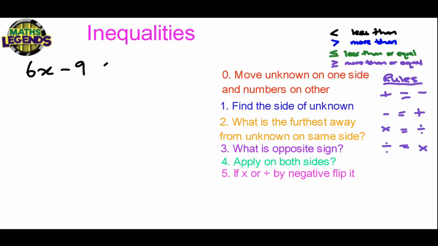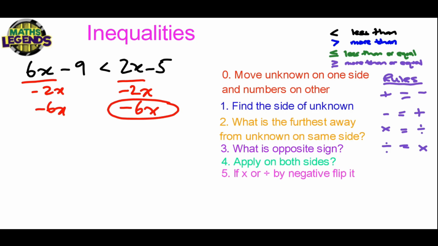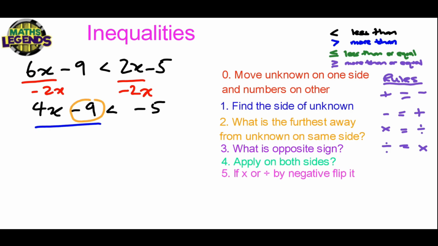6x minus 9 less than 2x minus 5. Now here we have the unknown on both sides. So we could either subtract 2x on both sides, or we can subtract 6x. Now if we subtract 6x, we would end up with a negative on this side. So let's simplify. 6x minus 2x is 4x, minus 9 stays as it is, less than 2x minus 2x is 0, and then minus 5, which is just minus 5. Now here, the unknown is on the left hand side, furthest away is minus 9, so we need to get rid of that, so we're going to use this rule.